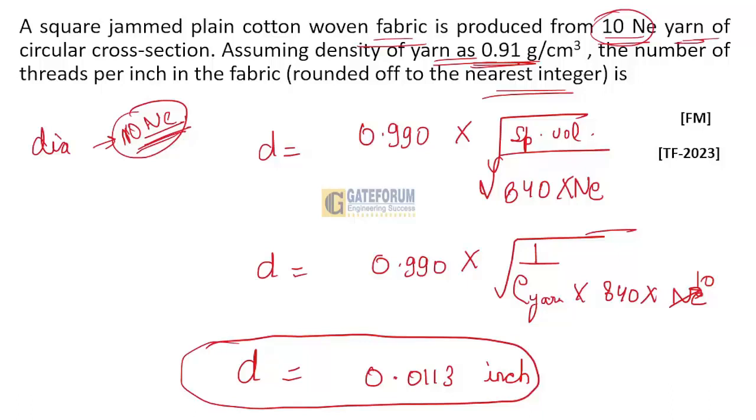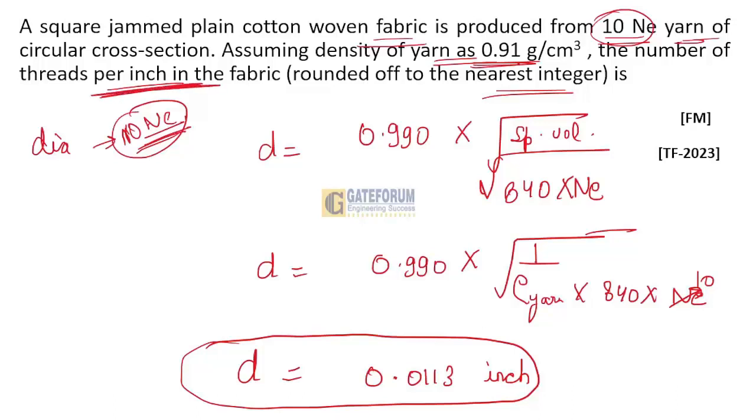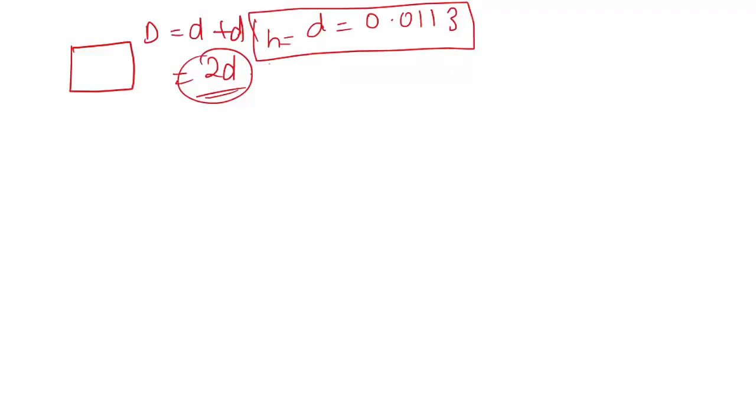So now what we will have to do further after calculating the diameter, since basically for a square jammed fabric everything is same, means the fabric diameter is basically the warp diameter plus weft diameter, d plus d, 2d. And you have to calculate the number of threads per inch. So how will threads be calculated? Threads per inch is basically n. You have to calculate it. So for n, you just know the formula. First, since d is 0.0113, capital D means fabric diameter is warp diameter plus weft diameter. It is 2d. If you will calculate this, then it will come out to be 0.0226 inch.